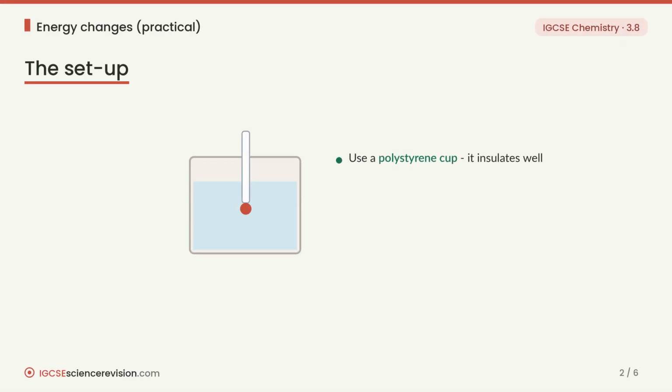Here's a simple, reliable way to measure an energy change. We carry out the reaction in a polystyrene cup because polystyrene is a good insulator. It stops heat escaping to or from the room, which would spoil our reading. We put the reactants in, stir, and watch a thermometer. What we're after is the temperature change, the difference between the start and the highest or lowest point reached.